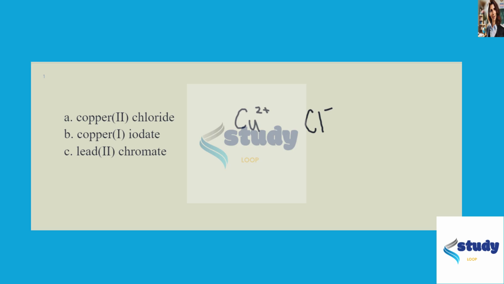Now remember that ionic compounds, ionic formulas have to be neutral. So we know we have a +2 charge in the copper, so we need 2 chloride anions per each copper atom for us to have a neutral compound. Also, you can cross the charge. So this will be 1 here, and this will be 2 here, meaning that our formula will be CuCl2.